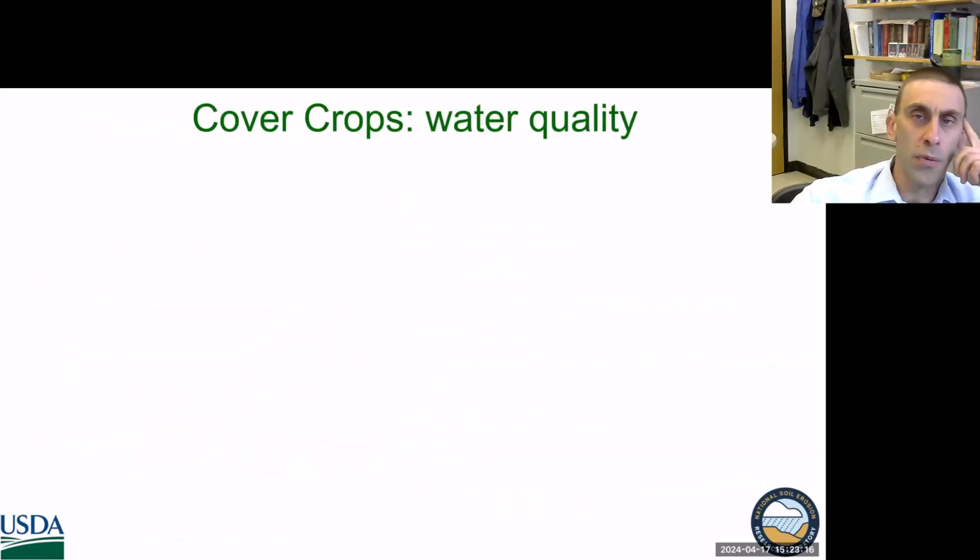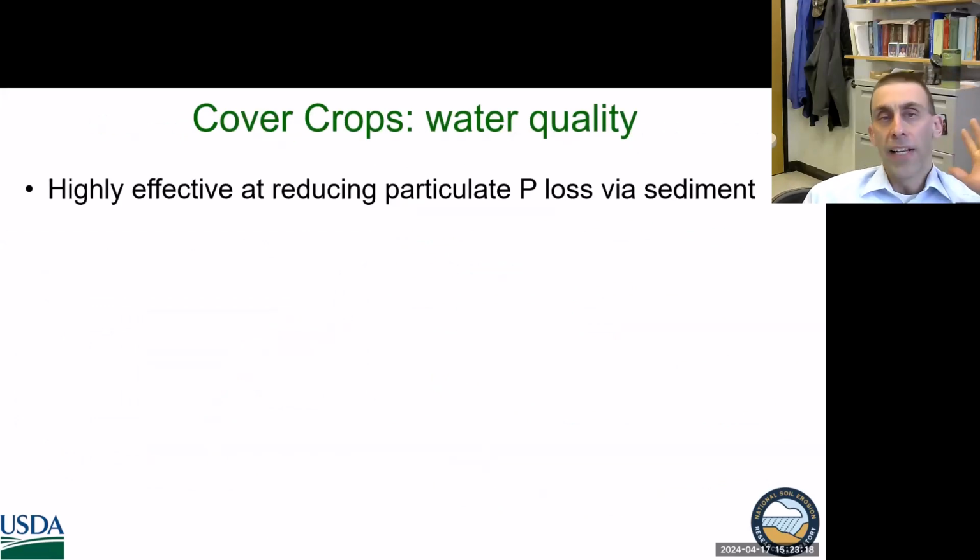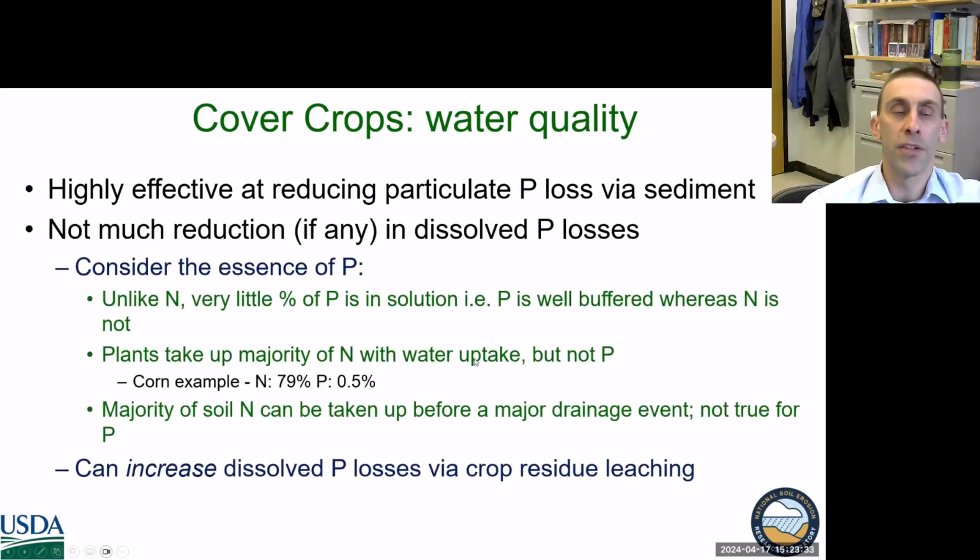So cover crops, with regard to water quality, are highly effective at reducing total phosphorus, specifically particulate phosphorus, that is phosphorus bound on sediment, just due to the fact that they reduce erosion. And anytime you stop erosion, you reduce particulate phosphorus. But there's not much reduction, if any, in dissolved phosphorus losses. And this fits with the essence of phosphorus. The soils are highly buffered in phosphorus. They can keep resupplying the solution again and again.